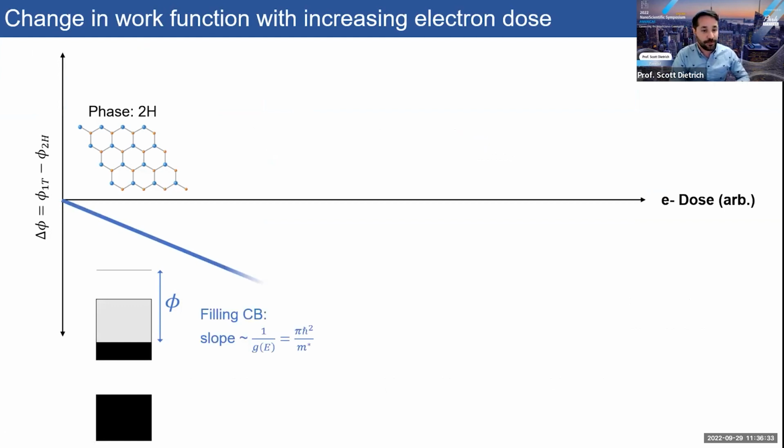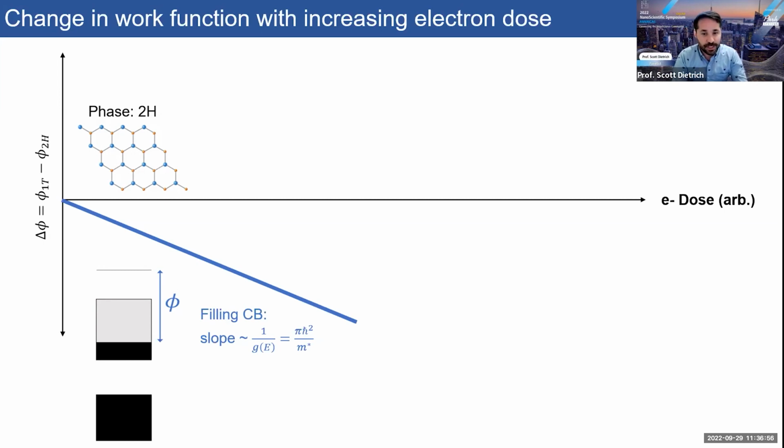As we saw at first, we're just filling the conduction band. So this work function will decrease because the electron levels are rising and rising. And the slope of this line would be proportional to the density of states in the system. And so for a semiconductor, that's generally proportional to its effective mass.